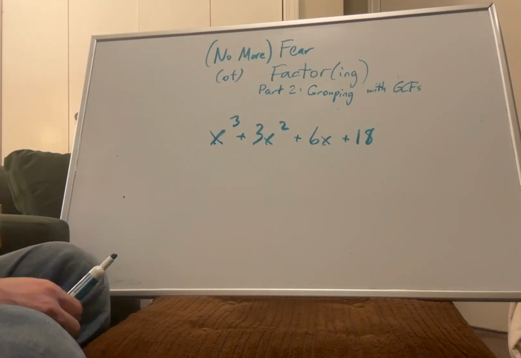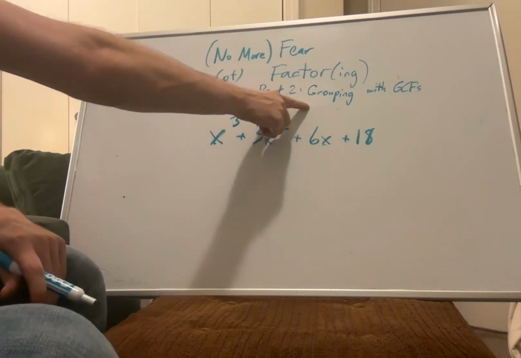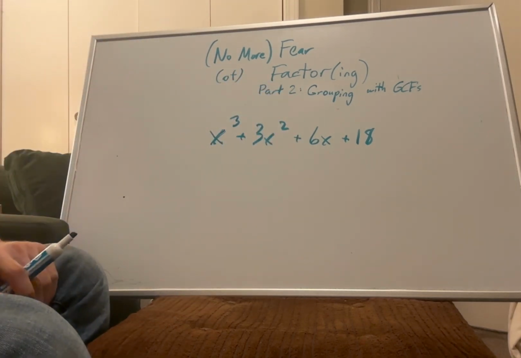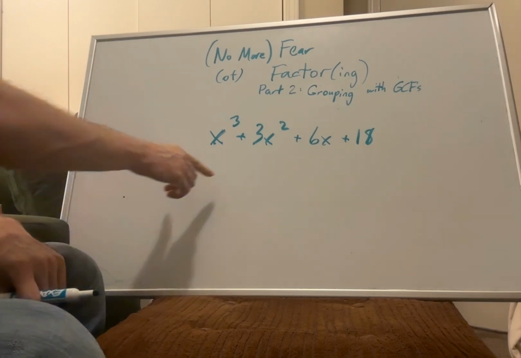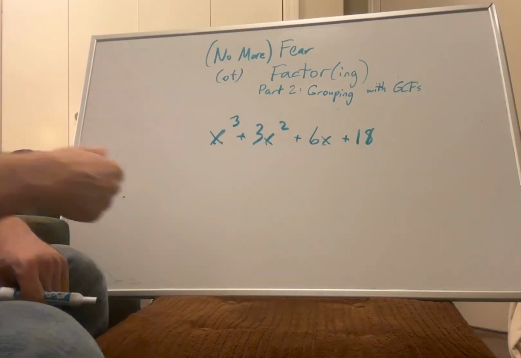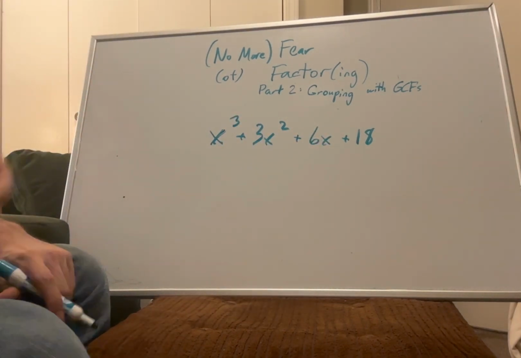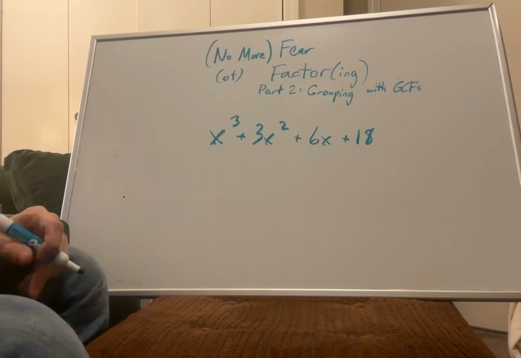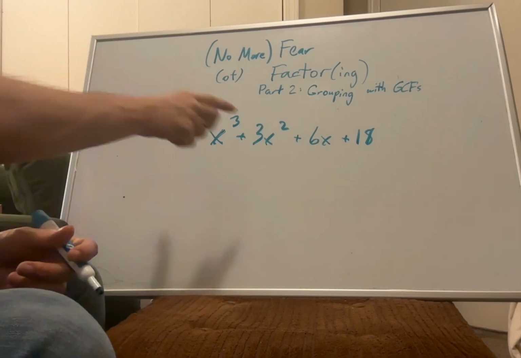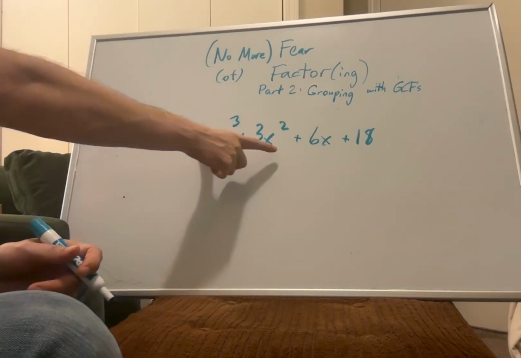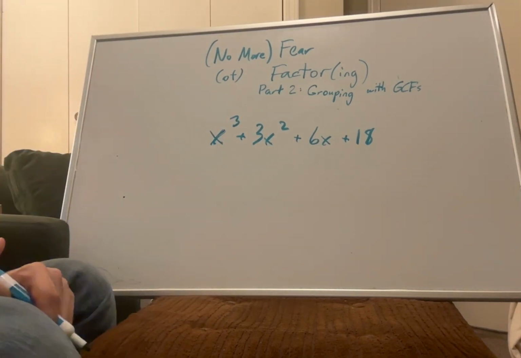Now, the first thing I'll point out is that grouping is very common for factoring polynomials that have 4 terms in them. So notice here we do have, in fact, 4 terms in our polynomial. And so let's see how we do this. The way this is going to work is as follows. Let's take the first 2 terms here, x cubed plus 3x squared.